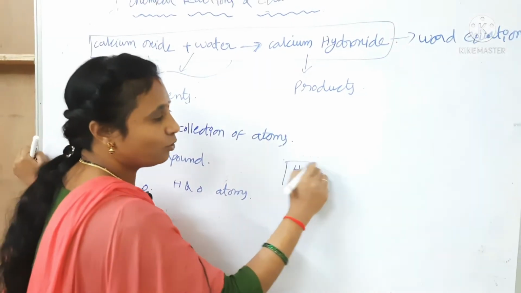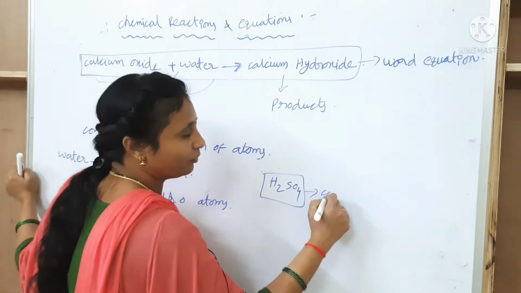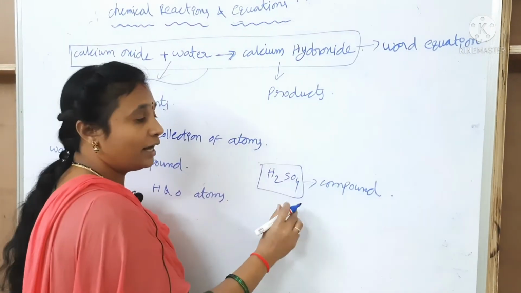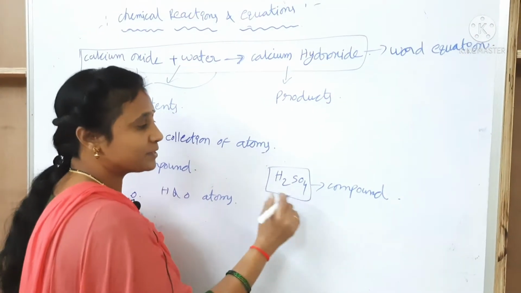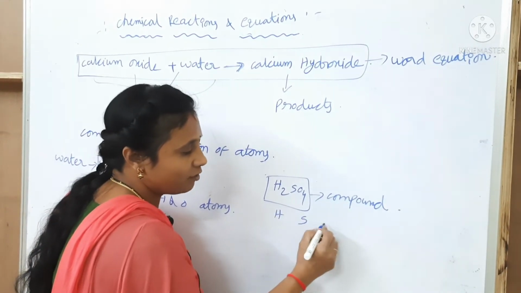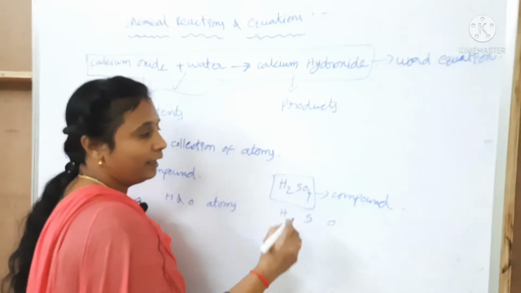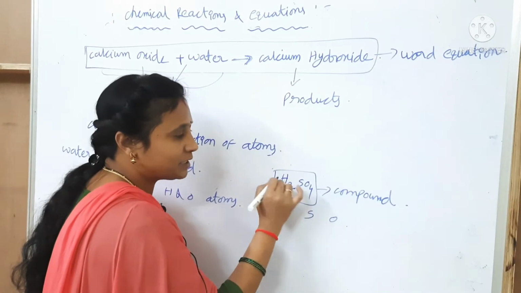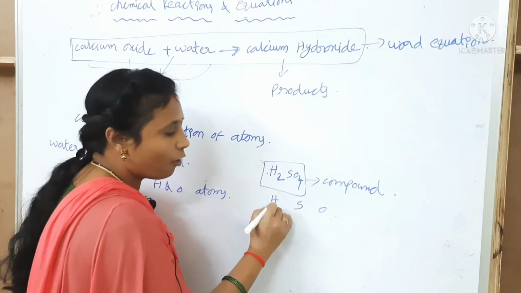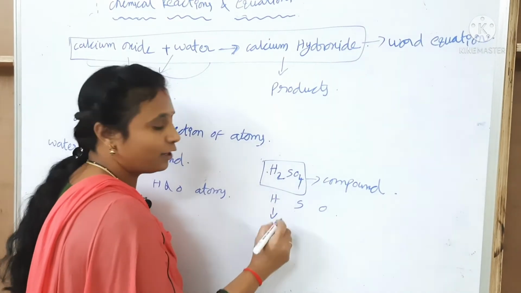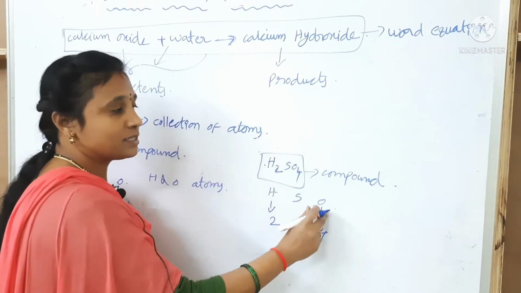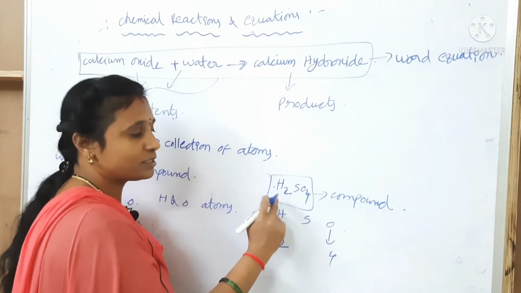H2SO4, this total is called the compound. A compound is nothing but a collection of atoms. Here what atoms are used? Hydrogen, sulfur and oxygen. Here the 2 is the subscript for hydrogen, and 4 is the subscript for oxygen. How many atoms are used for hydrogen? 2 atoms are used. Here 4 oxygens are used. Here 2 hydrogens are used.